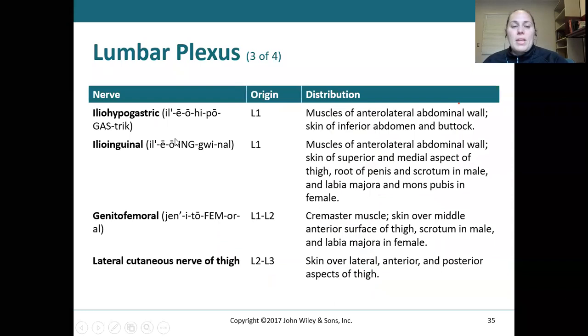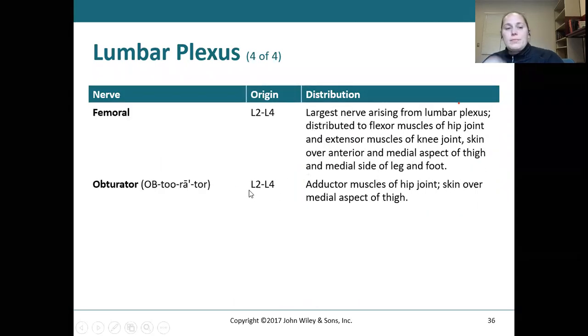Okay, so the iliohypogastric, to L1, is going to be, again, that anterior lateral abdominal wall, the muscles of the anterior lateral abdominal wall, and skin of the upper medial aspect of the thigh. The genitofemoral, the skin over the middle anterior surface of the thigh, scrotum in male, and the labia majora in female. And then the lateral cutaneous nerve of thigh, which is the skin over the lateral anterior and posterior aspects of the thigh. Just recognize that as we go through this, we're going from L1 to L2 and L3, working our way through those different innervations.